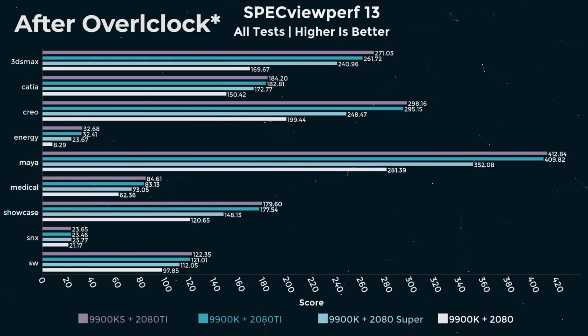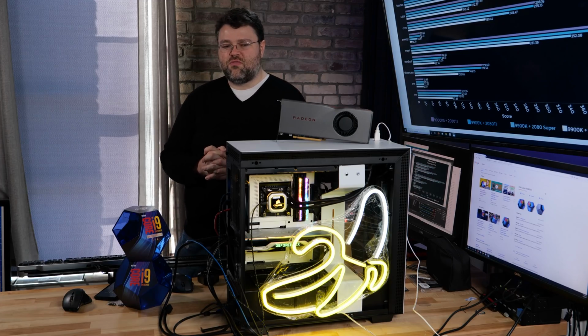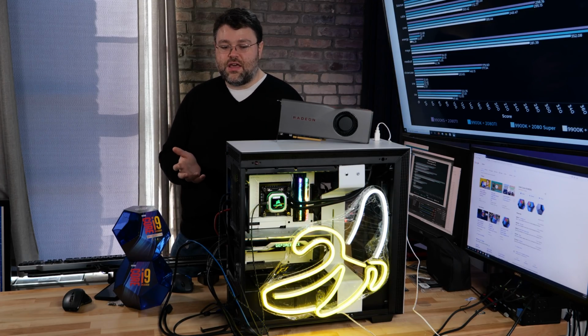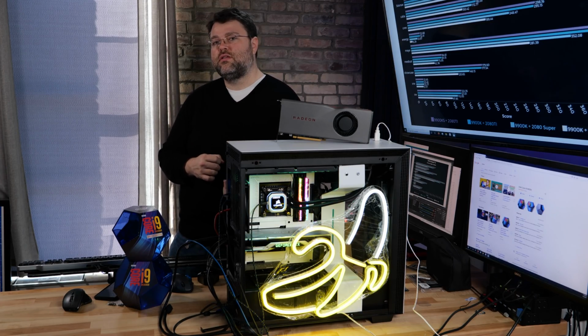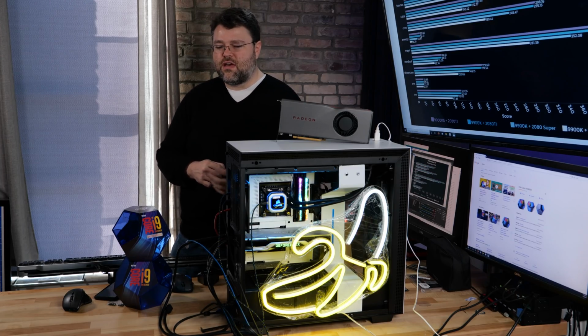Of course, on the business side of applications, the difference between the 9900K and the 9900KS for most business applications was not as much as one might have expected. Showcase and Medical and Maya, basically margin of error performance again, with the 9900KS just barely eking out a win. So there you have it. I don't think there's too many surprises here. The 9900KS is a little faster than the 9900K, even when you're willing to overclock the 9900K to 5 GHz.